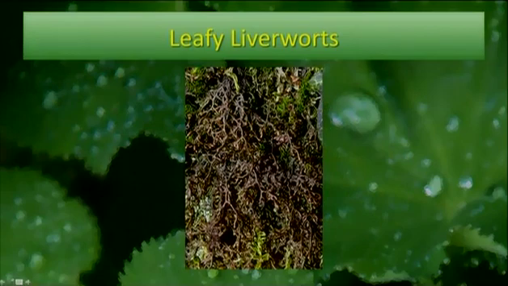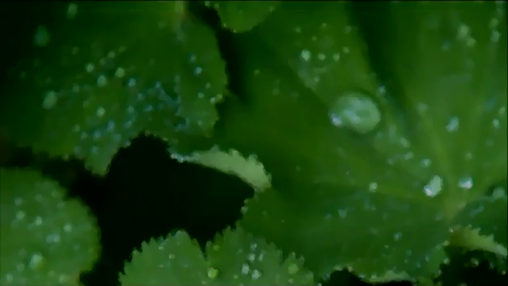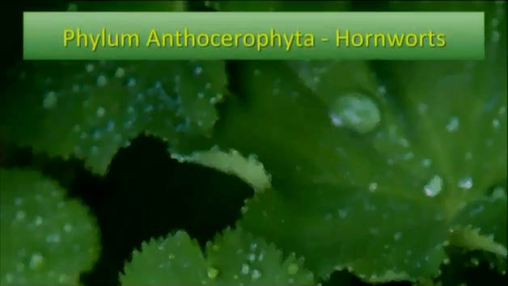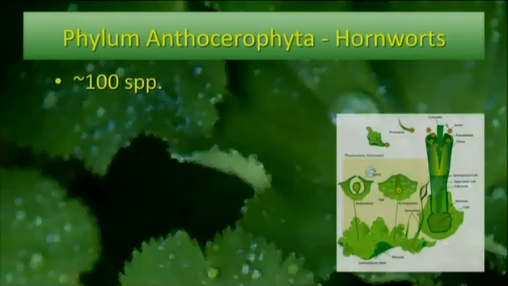You can see the green parts here, other parts here, maybe parts that are no longer living, but it's a leafy liverwort. So that ends our little portion on liverworts, and we're going to go on to the phylum Anthocerophyta, also known as the hornworts. They make up approximately 100 species.